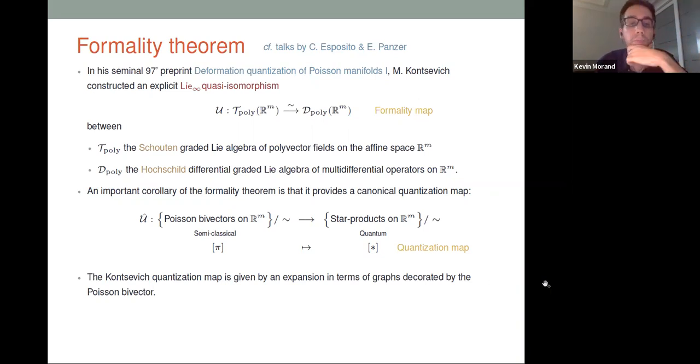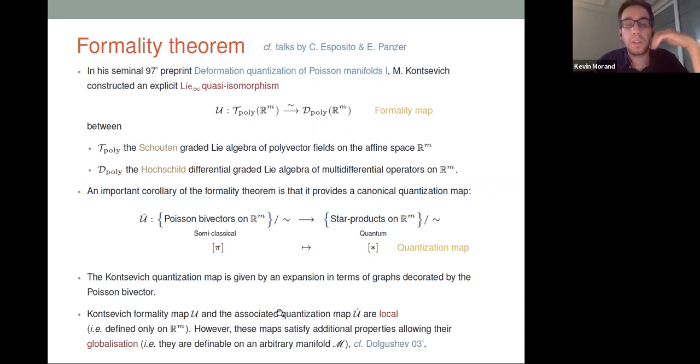As I mentioned, I wrote only the local formula, but this can be globalized. Indeed, this formality map is in fact a set of maps, an infinity morphism, which satisfies some additional properties that allow the globalization. We can generalize this to any arbitrary manifold, as has been shown explicitly by Dolgushev. But for the purpose of this talk, I will focus on the local version, so all the formulas we mention will be local. I want to focus more on the algebraic part of the story, which only deals with the local case, and not so much on the geometric part, which deals with globalization.